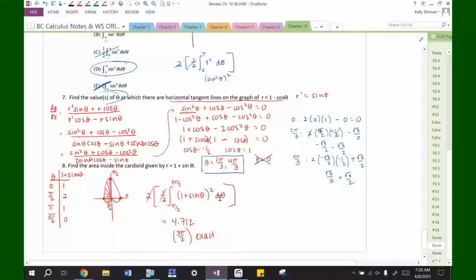All right, that finishes up our test review. So again, you don't need to know that cosine squared is equal to 1 plus cosine 2 theta over 2. You're not going to use that for our test or for the AP test.